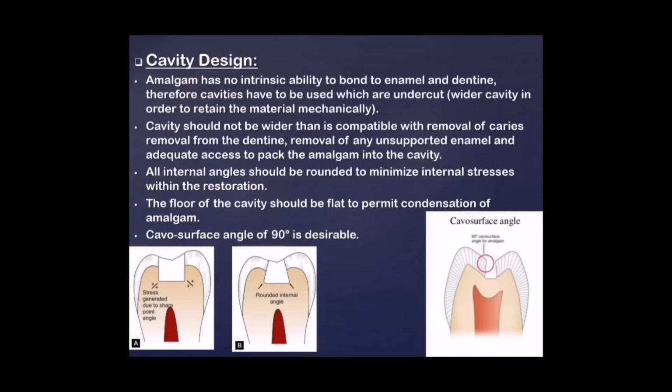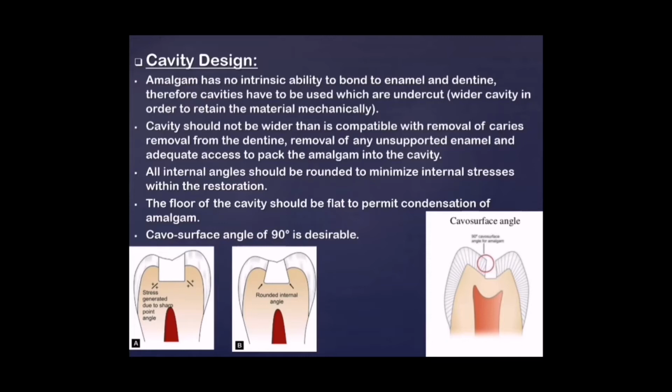For amalgam restoration, amalgam has no intrinsic ability to bond to the enamel and the dentine. Therefore, cavities have to be used which are undercut and wider in order to retain the material mechanically. The cavity should not be wider than is compatible with the removal of the caries, removal of any unsupported enamel, and adequate access to pack the amalgam into the cavity.